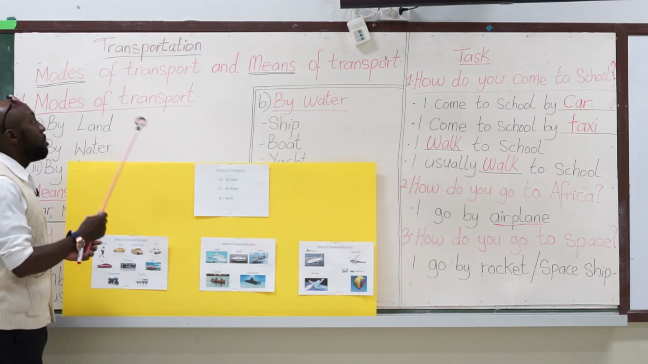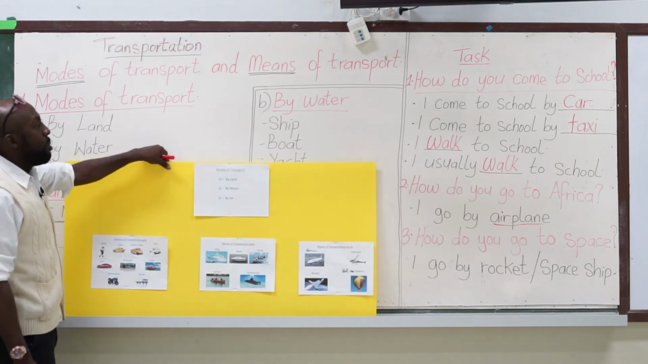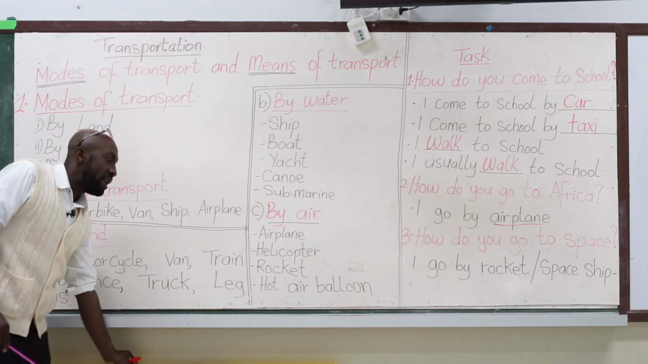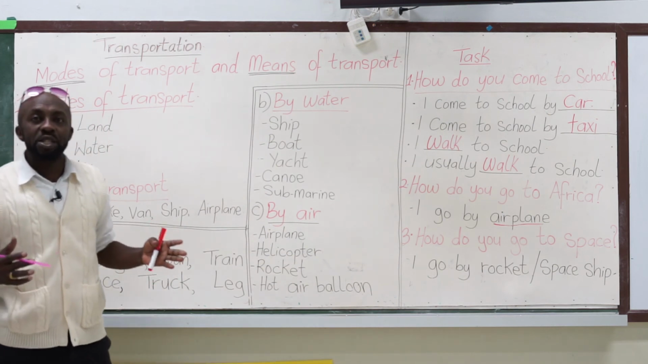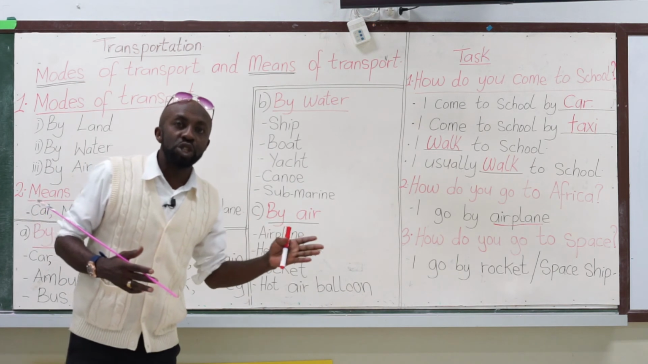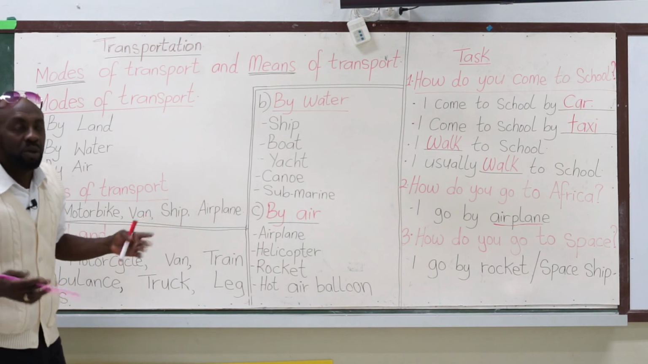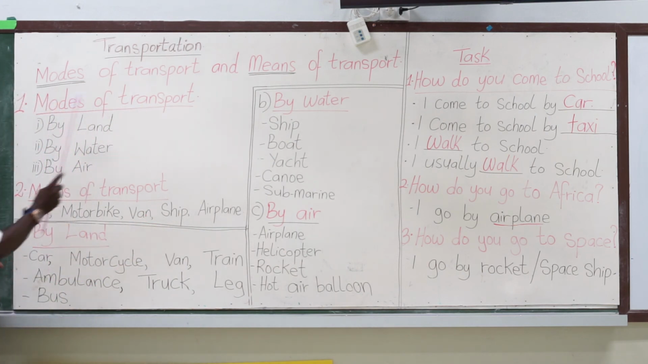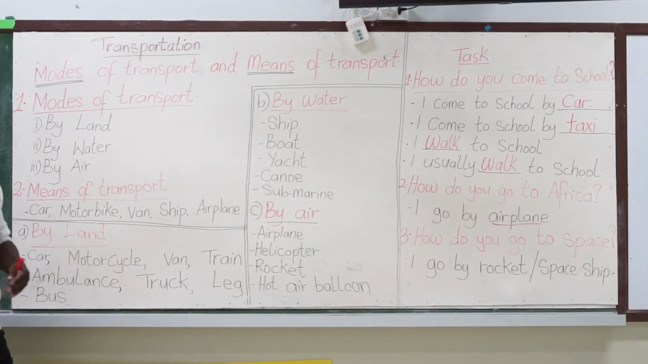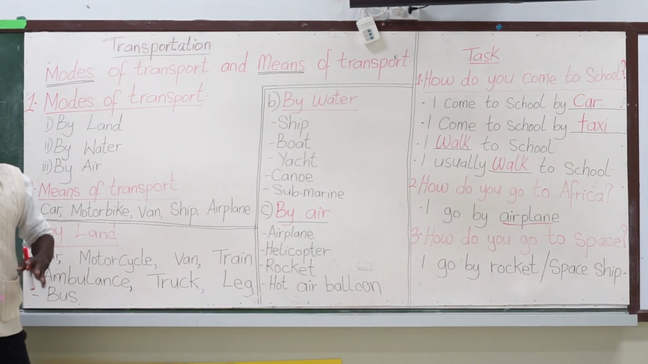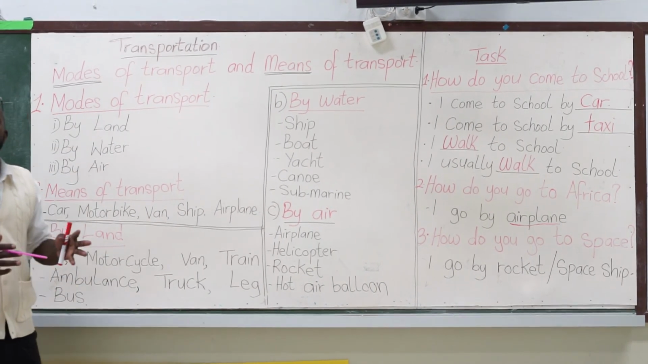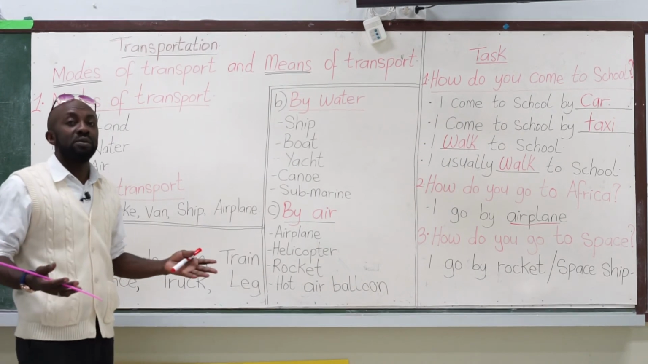So what are modes of transport? Modes of transport are the three mediums on which or in which we travel. So modes of transport: by land, by water, by air. Good. And means of transport. Means of transport are the vessels or the vehicles in which or by which we travel.